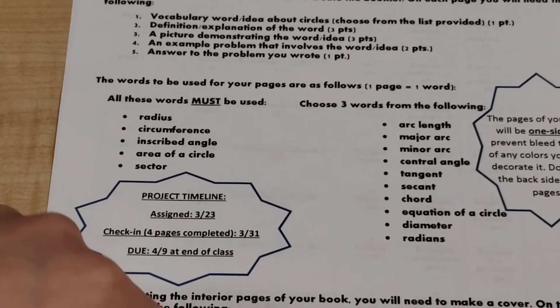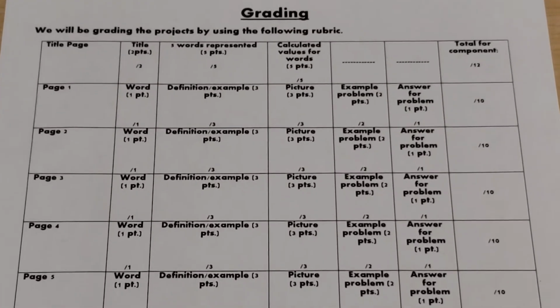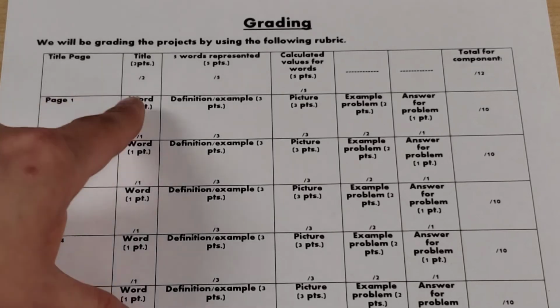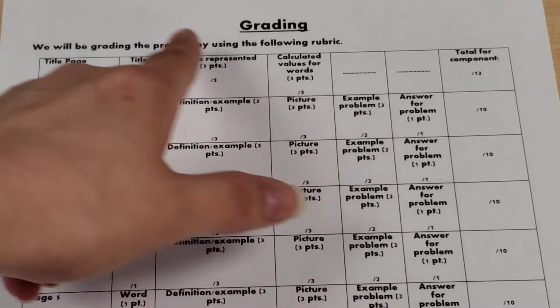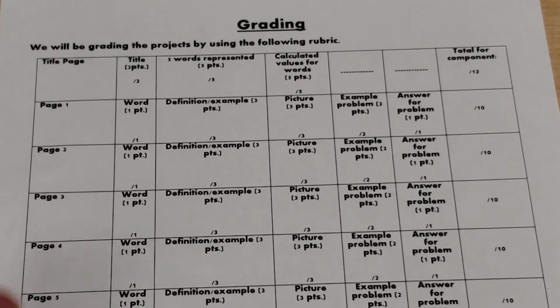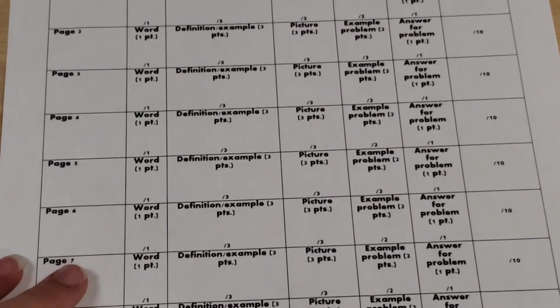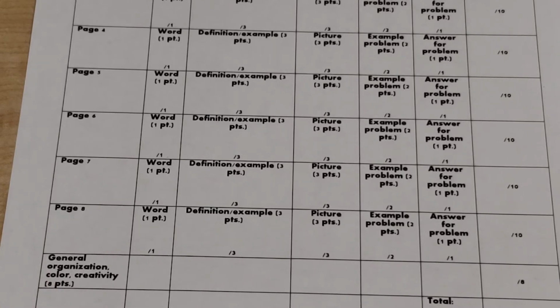And then finally, for the grading, we're going to be using this rubric here, okay? On your title page, we've got all the different requirements that you need. So your title page is 12 points. Each of the 8 pages is worth 10 points apiece. And then finally, we have 8 points for general organization, color, creativity, etc.